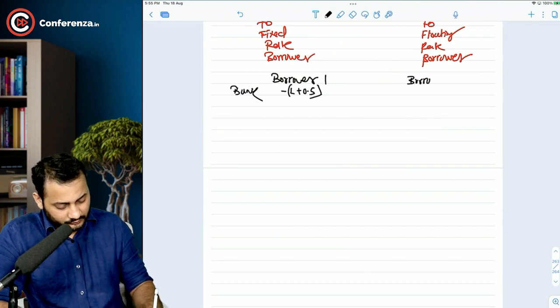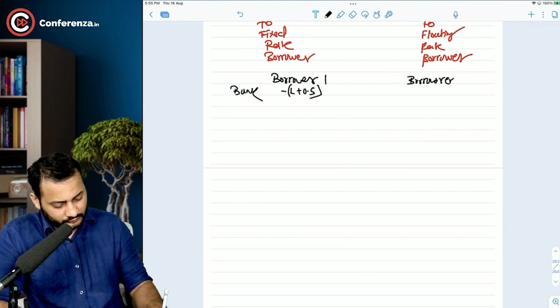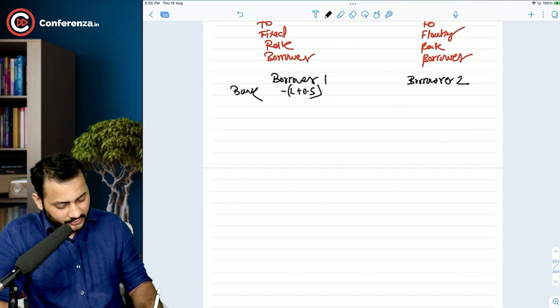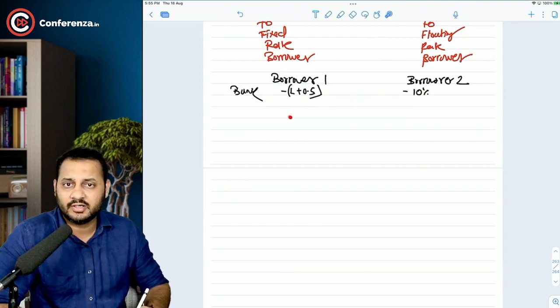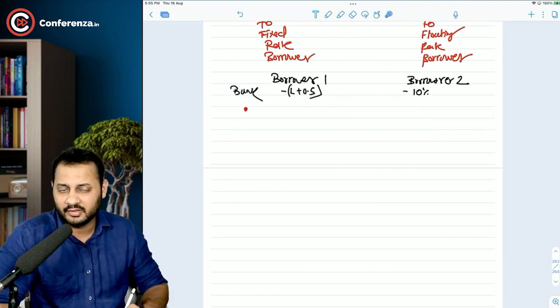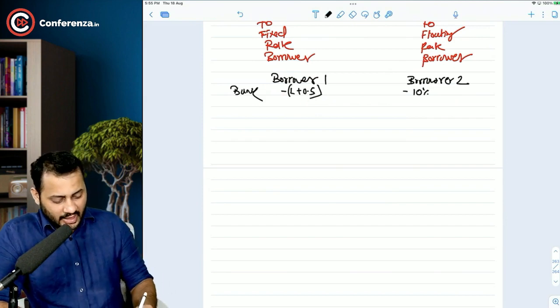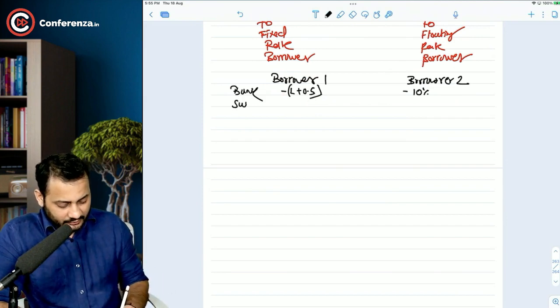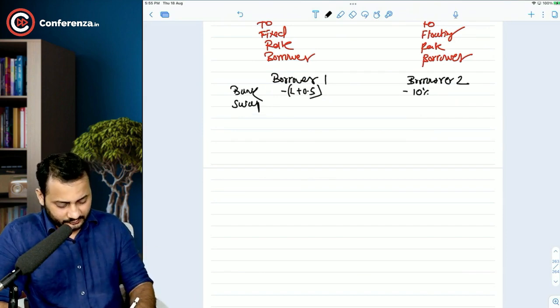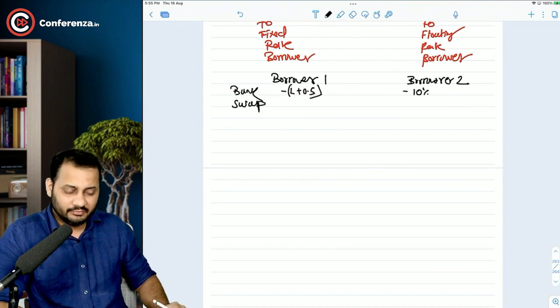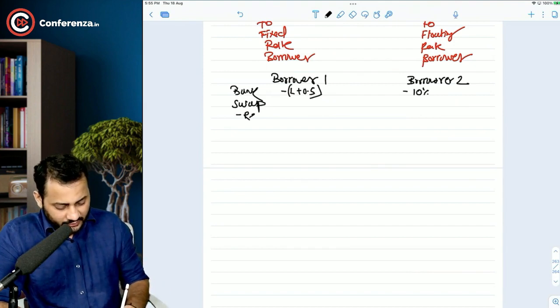Borrower 2 will pay to the bank how much? 10%. This will be as it is. Interest rate swaps will not affect the transactions of each borrower with the bank. It will be honored as agreed between the parties. But now the swap transactions will happen. Under swap, we will take something and we will give something. So there will be some kind of receipt.